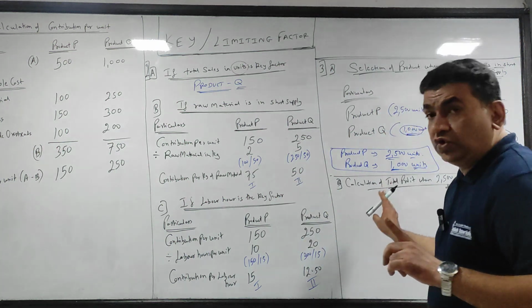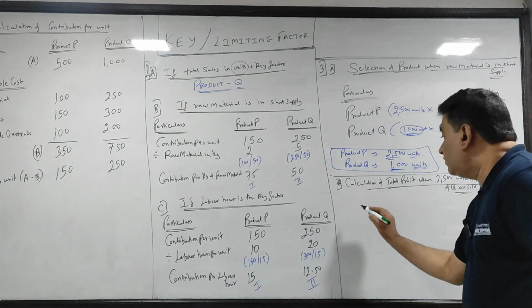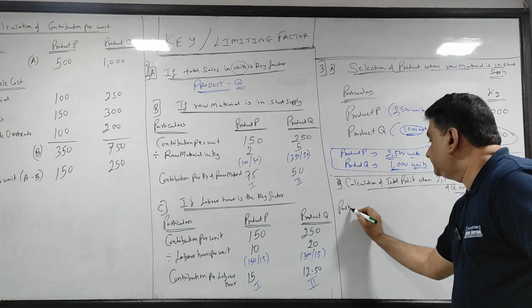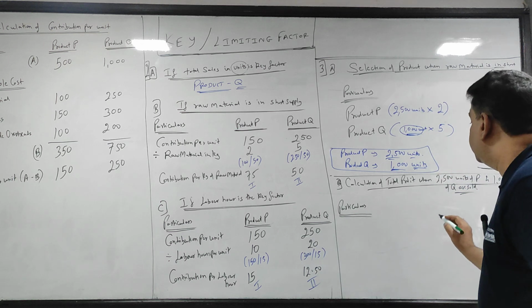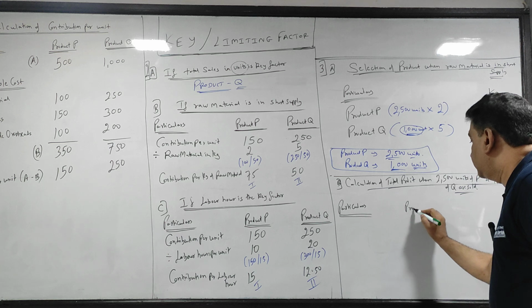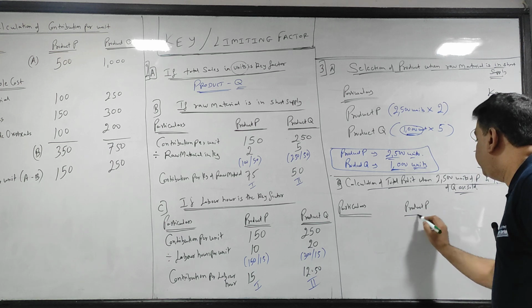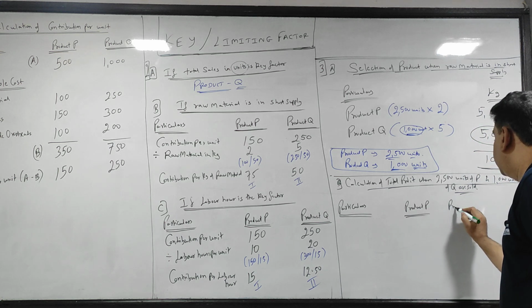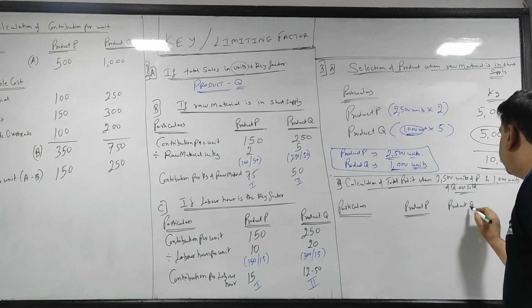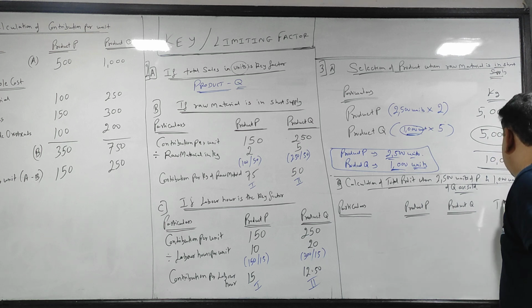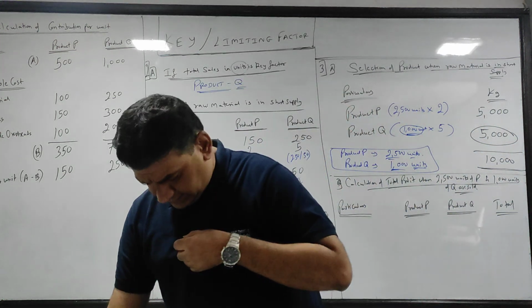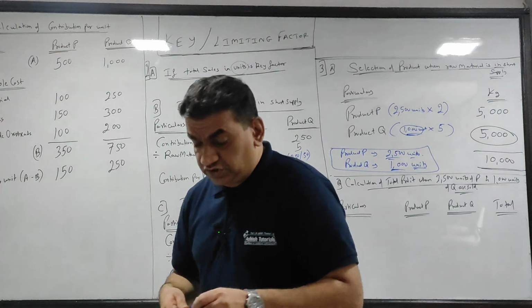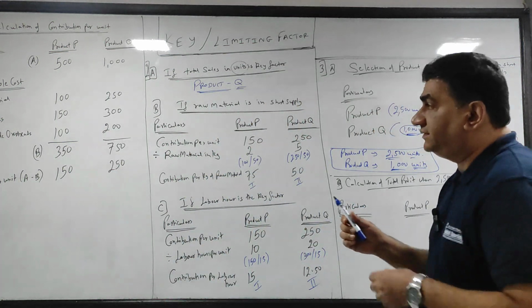Now see, दोनों बेच रहा हूं. So I'll be having a column of total. So what I'll do? Particulars, product P, product Q and total. Why total? Because मेरे पास fixed cost भी है. Remember, I have fixed cost also. Got it guys? Now listen.